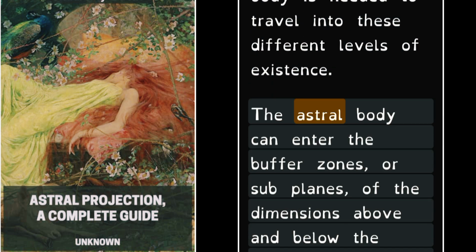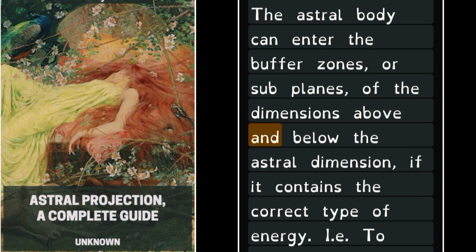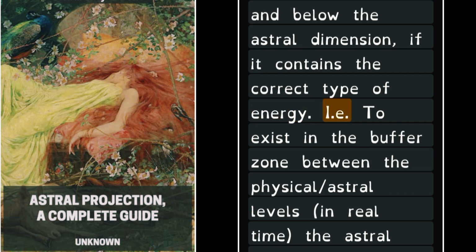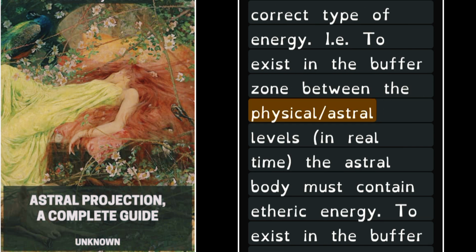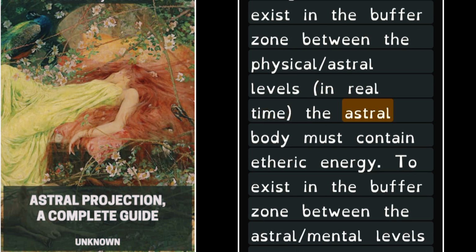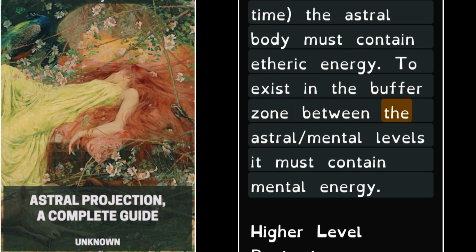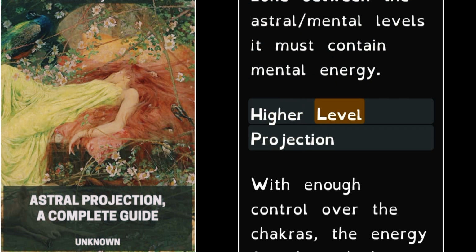The astral body can enter the buffer zones or subplanes of the dimensions above and below the astral dimension if it contains the correct type of energy. I.e., to exist in the buffer zone between the physical and astral levels in real time, the astral body must contain etheric energy. To exist in the buffer zone between the astral and mental levels, it must contain mental energy. Higher level projection.